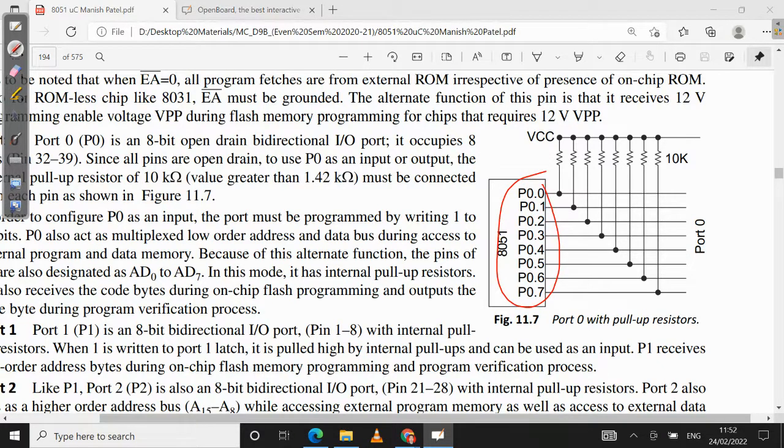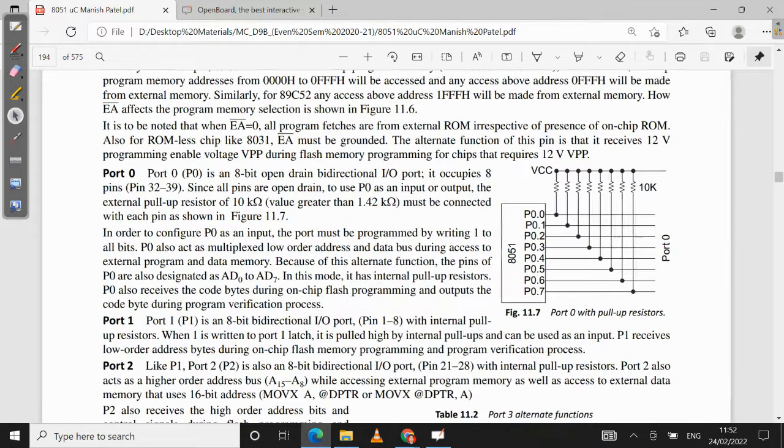These are port 0. If I am using it as an IO port, in that case this is how the connection has to be done. We have to connect a 10K register. 1, 2, 3, 4, 5, 6, 7, 8, we have to connect 8 registers, so that it works as an IO port. This is only applicable for port 0, we have to make this provision only for port 0. That is not done for port 1, port 2 and port 3.